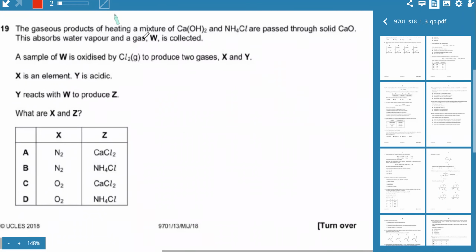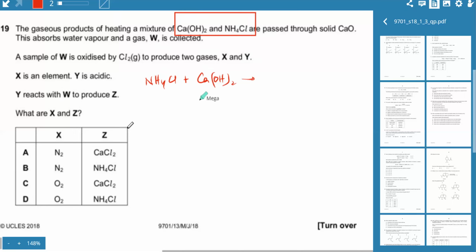The gaseous products of heating a mixture of calcium hydroxide and an ammonium salt are passed through solid calcium oxide. This absorbs water vapor and a gas W is collected. A sample of W is oxidized by Cl2 to produce two gases X and Y. X is an element, and you have to figure out Y. Let's start with the first thing. It's a long question. Calcium hydroxide and an ammonium salt.